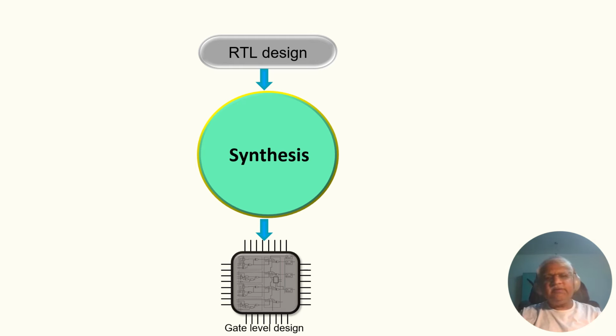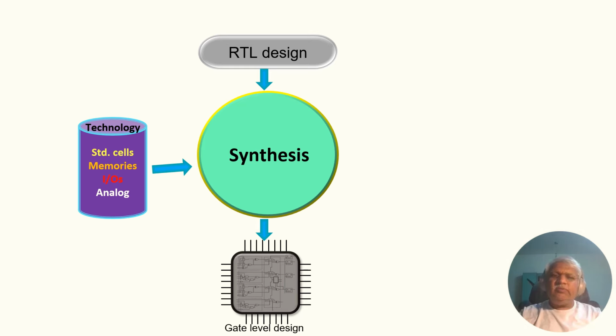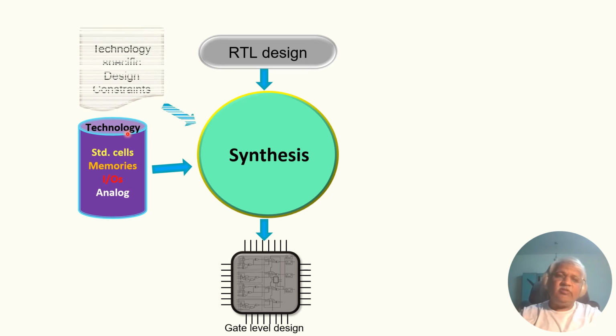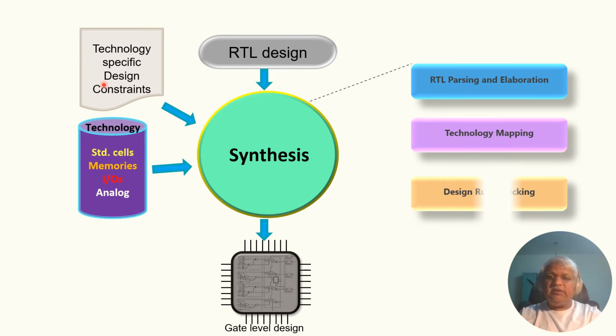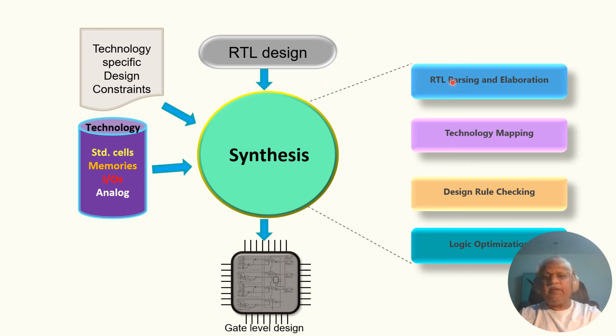As in the earlier part 8, we have known that during the synthesis, RTL design is considered, and aside from that, the standard cell library, memories, IOs, and analog blocks for the specific technology are considered, and technology specific design constraints are considered. During that phase, RTL parsing and elaboration, technology mapping, design rule checking, and logic optimization will be done. We will be learning more on the design rule checking part.